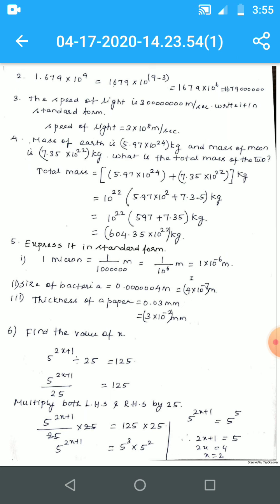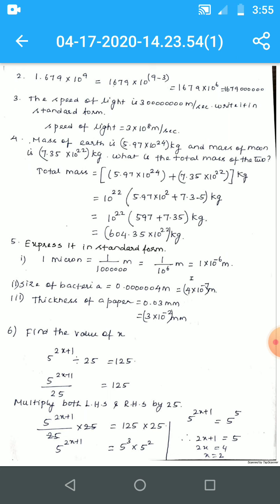Find the value of x. The question is given as 5 raised to the power of 2x plus 1 divided by 25 equals 125. So we have seen in the laws of exponents, if the bases are the same, we can add the powers when multiplying or subtract the powers when dividing. Now bring it to the same base, 5. 25 I can write as 5 to the power of 2. 125 can be written as 5 to the power of 3.